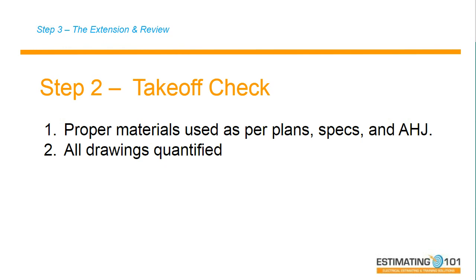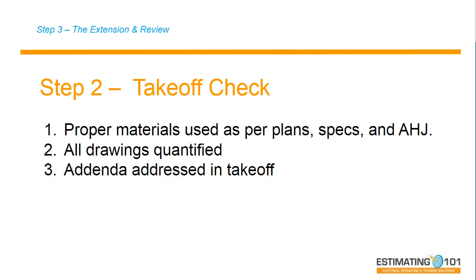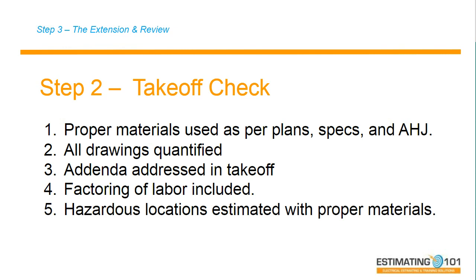I'm going to make sure that I've addressed all of the addenda. Step number one, I made sure I'd received them. Step number two, I'm going to go through my addenda to make sure I have quantified and addressed all of the addenda in my takeoff. I'm going to make sure I've included all the factoring of the labor of these items. Check my hazardous locations. If I bid those type of work, those can be tricky and expensive.